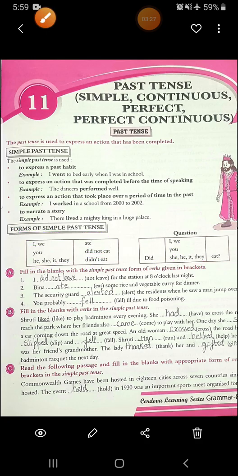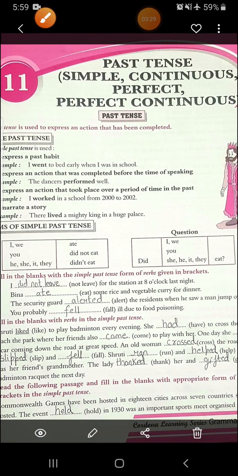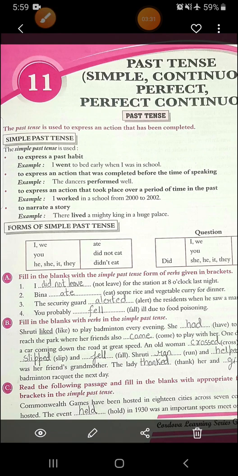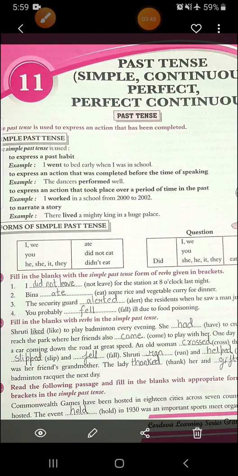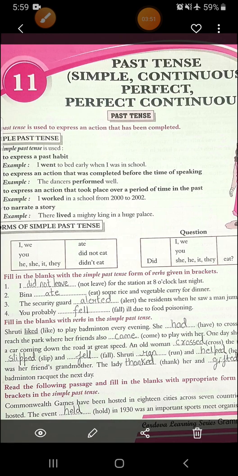Okay. See this first exercise. What you have to do, you have to fill this with simple past tense. You have to use a simple past tense form of verbs. See the first one. The verbs are given in the bracket and you have to use it. First one, I did not leave for the station at 8 o'clock last night. Then second, eat becomes ate. Beena ate some rice and vegetable curry for dinner.